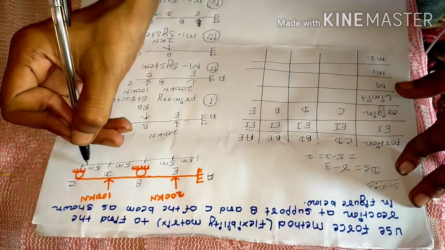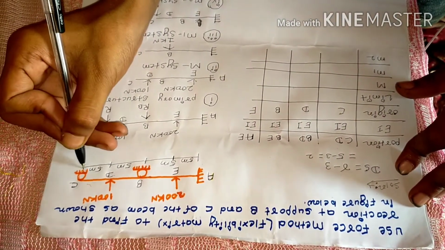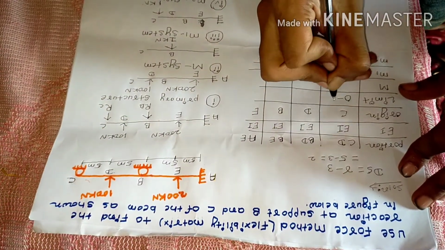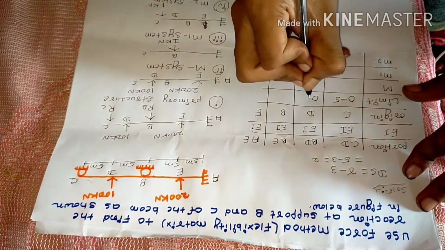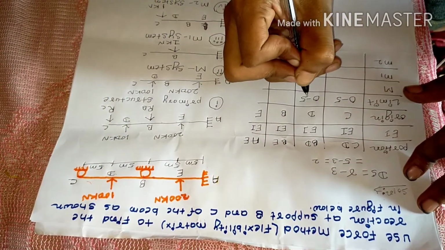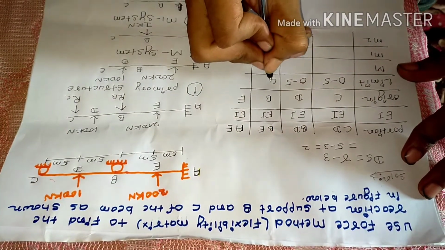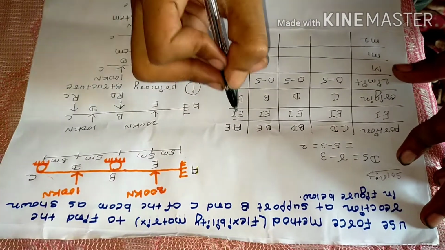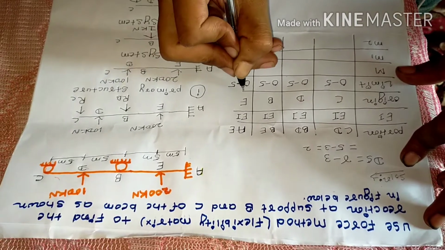Now in the figure, for portion CD, we can see the limit is 0 to 5. For portion BD, the limit is 0 to 5. For portion BE, our limit is 0 to 5. You can see it in the figure. For portion AE, our limit is 0 to 5.